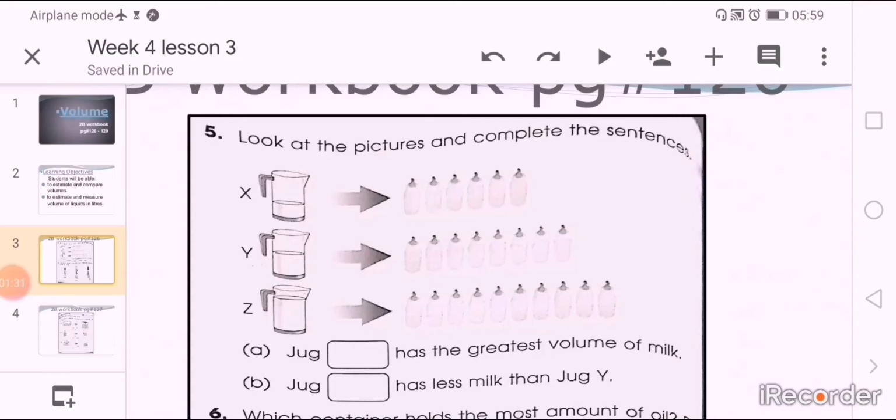B. Jug dash has less milk than jug Y. Now compare jug Y with the other 2 jugs. Jug Y can fill 8 bottles and it is more than 6 bottles, which jug X can fill. So jug X has less milk than jug Y. Write X in B part.